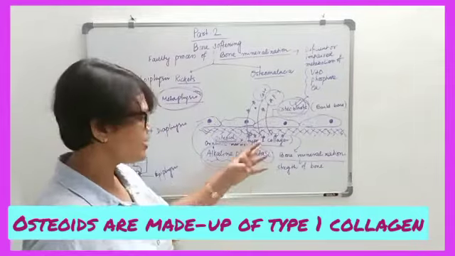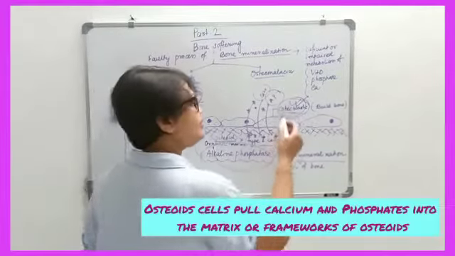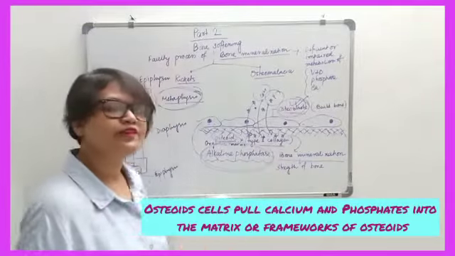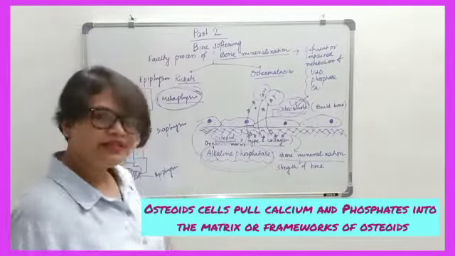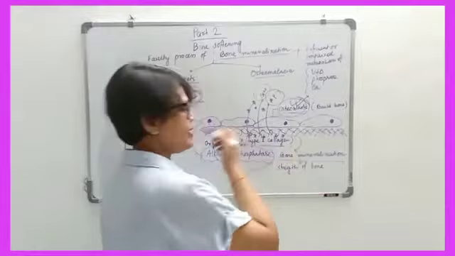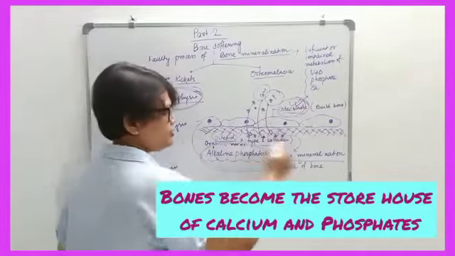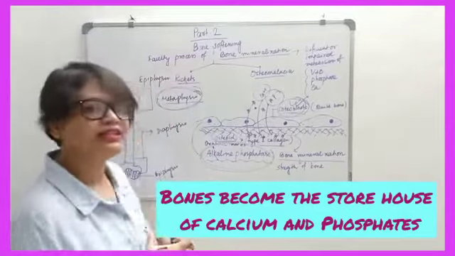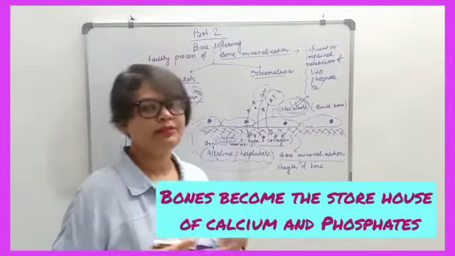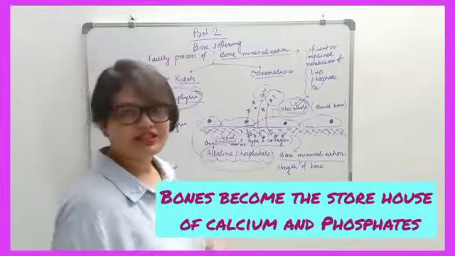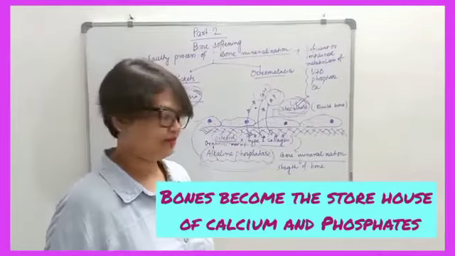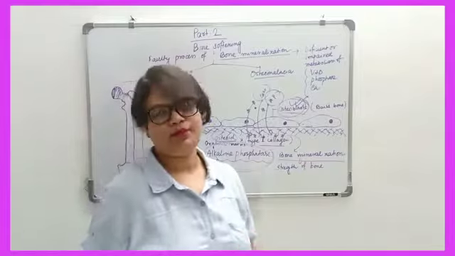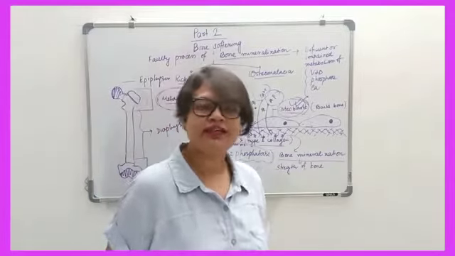Now what happens next? These osteoblast cells draw calcium and phosphates from the bloodstream to this framework made up of osteoid. All the calcium and phosphates are stored in the matrix or framework of the bone. This process is called bone mineralization. Bone mineralization strengthens the bone.